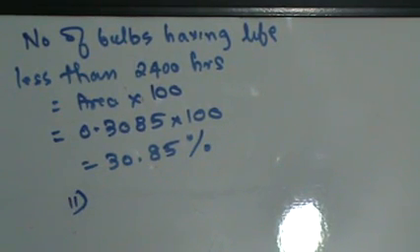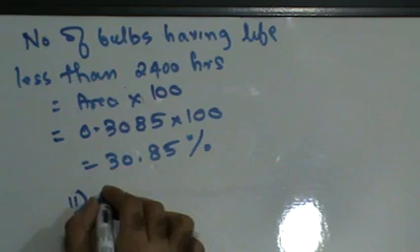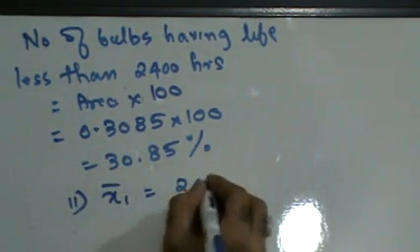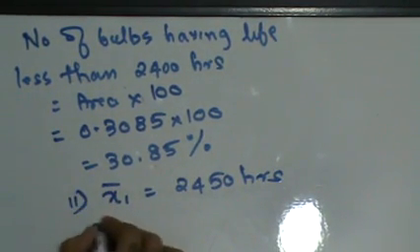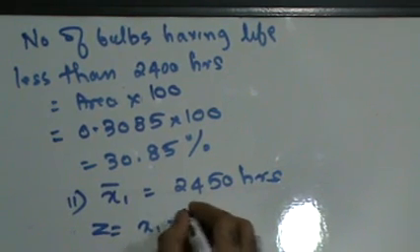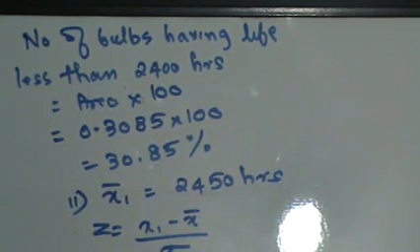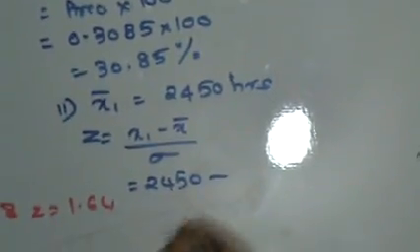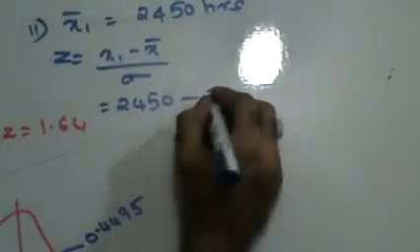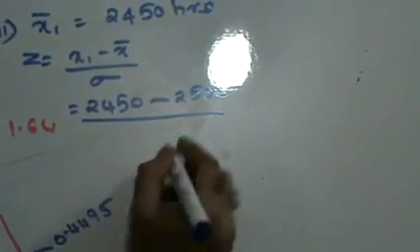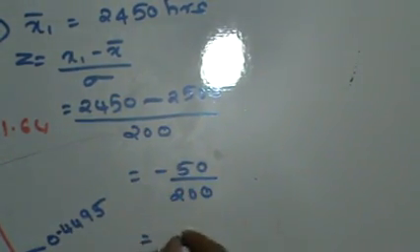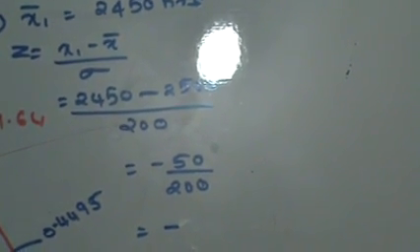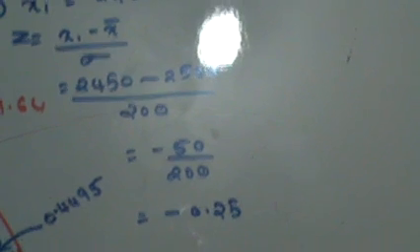Second part of the question, have life more than 2450 hours. That means here x1 is given to you as 2450 hours, right? I can say z is equal to x minus x bar upon standard deviation. So this is going to be 2450 minus mean is 2500, divided by standard deviation, that is going to be 200. Negative 50 upon 200. How much is that? 0.25, negative 0.25. Right?